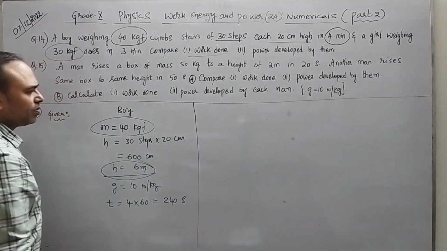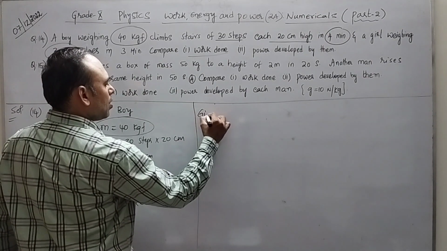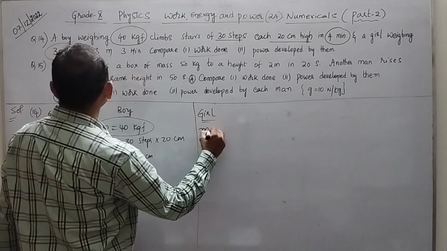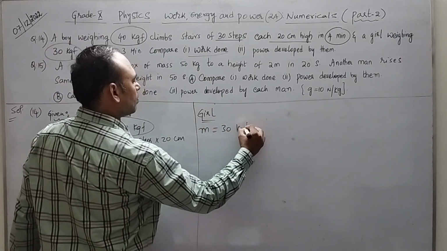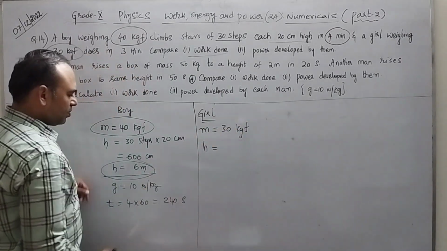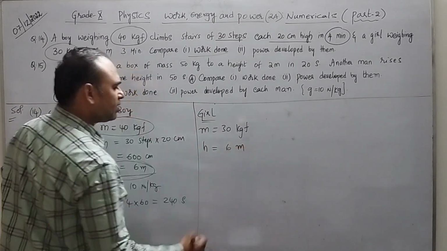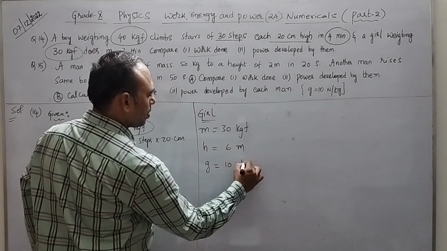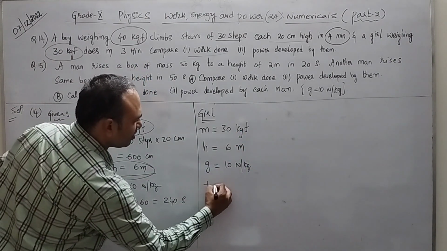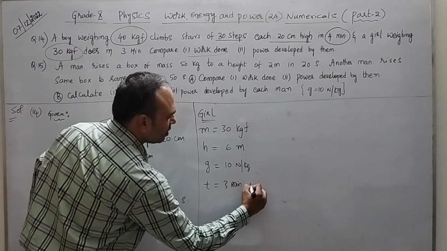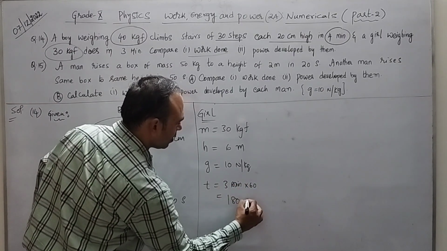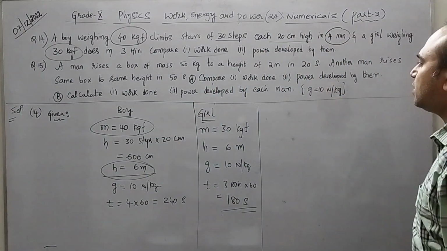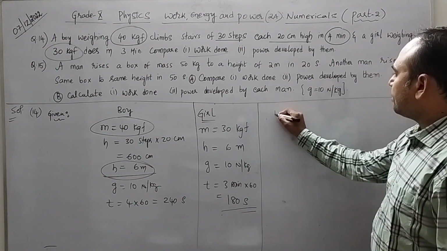This is the case of the boy. Let us see the given terms in the case of the girl. m is 30 kg, and the displacement or s is nothing but 6 meter. g will be the same. And what is the time? 3 minutes. So converting into seconds, nothing but 180 seconds. Now with the given information, let us compare the work done.